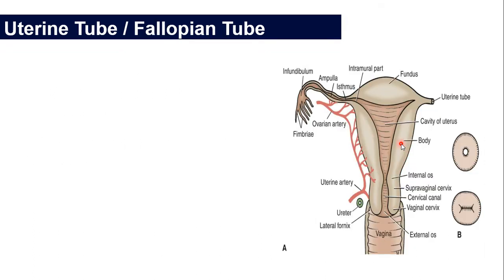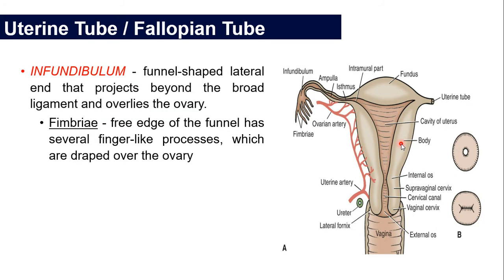Aside from that, we have the four parts or divisions of our fallopian tube or uterine tube. The first one is the infundibulum. This infundibulum is a funnel-shaped lateral end that projects beyond the broad ligament and overlies the ovary. There are fimbriae, which are the free edge of the funnel that has several finger-like processes. These finger-like processes are our fimbriae, and they are draped over the ovary.